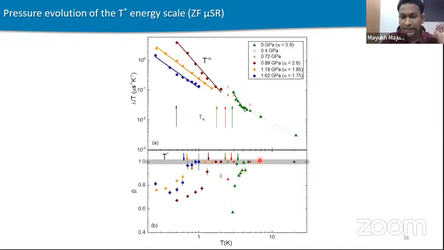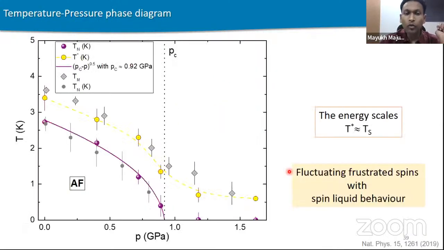So just one more thing is that, as I told you, this T star, there is another characteristic energy scale, that is T star, where our beta was deviating from 1, and that matches with the hump below which we have this spin liquid type of behavior that I have shown in the previous slide. We have also tracked this as a function of pressure as well. What we have seen is that the pressure dependence of T star is exactly matching the pressure dependence of this TS.